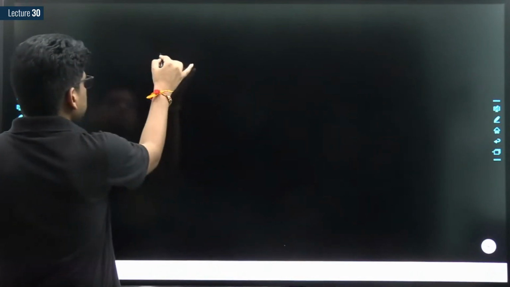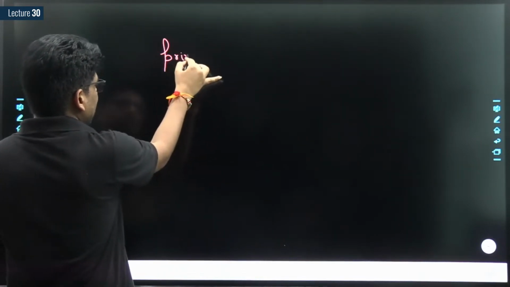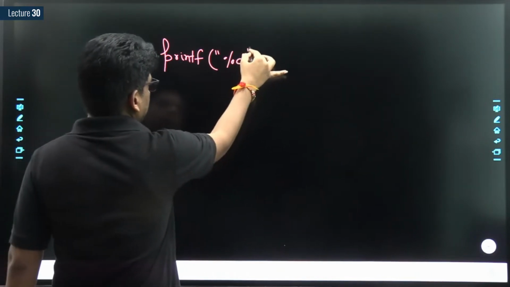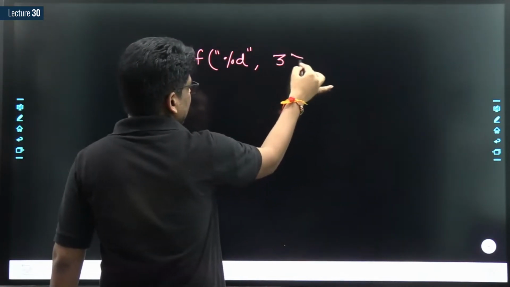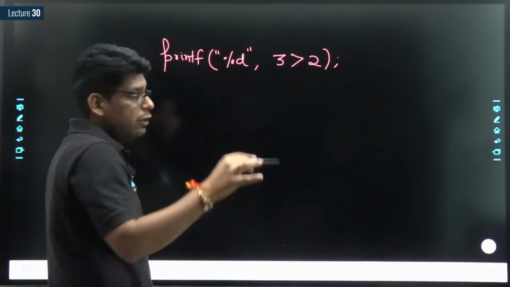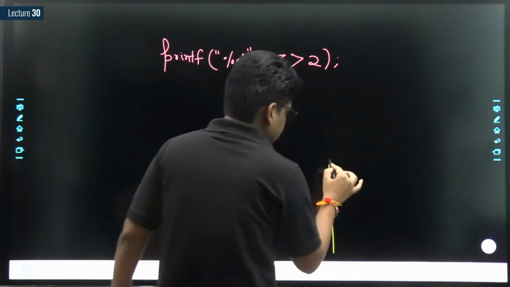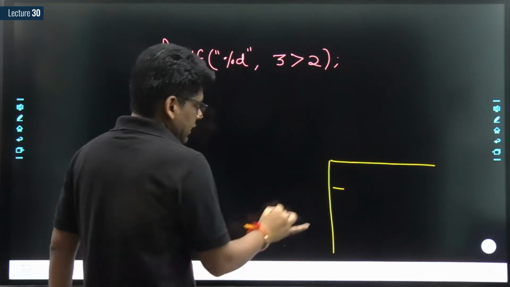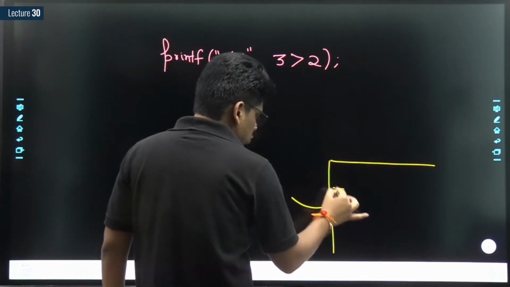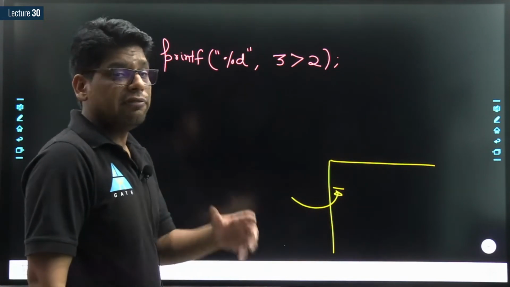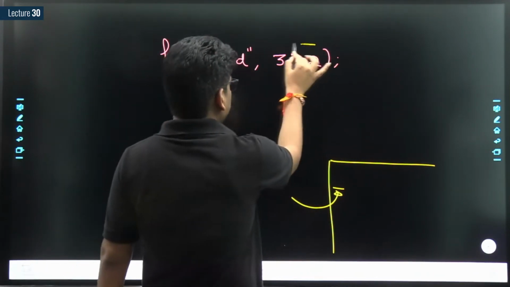Sir, if I ask you, printf percentage d, 3 greater than 2. Sir, what is the output? Let's try to understand. Sir, if this is the monitor, here is the cursor. By looking at percentage d, the compiler gets to know that some value is to be printed at the current cursor position. But from where will it collect that value? Sir, after the comma.